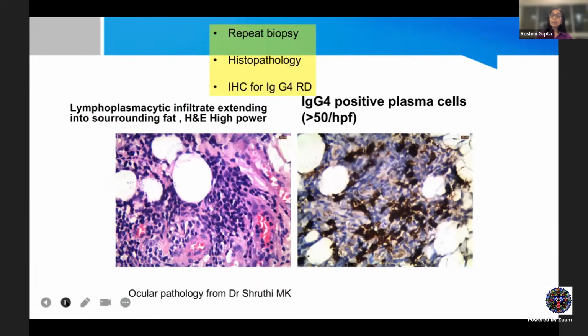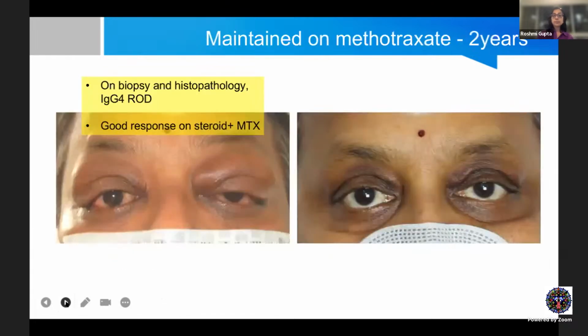So when we do a repeat biopsy or review the histopathology slides, and we do immunohistochemistry for IgG4, in the histopathology, there's typically lymphoplasmacytic infiltrate with storiform fibrosis. And IgG4 positive plasma cells, in this particular, the third patient, were more than 50 per high power field. The treatment would be combination of steroid as well as immunosuppressant. The lady now, after she came to me, she's been stable for about 2 years and maintained on methotrexate.